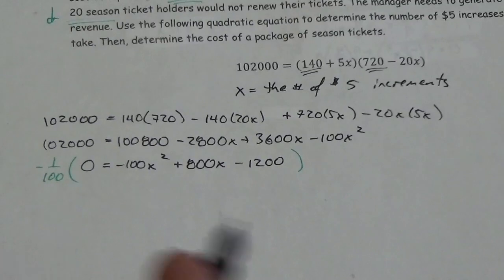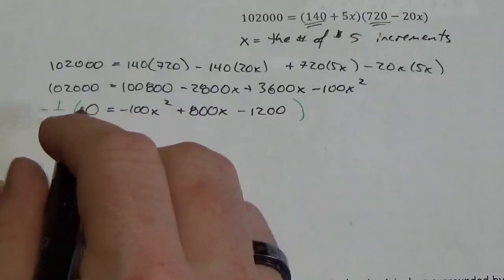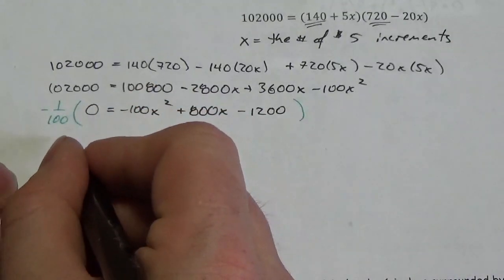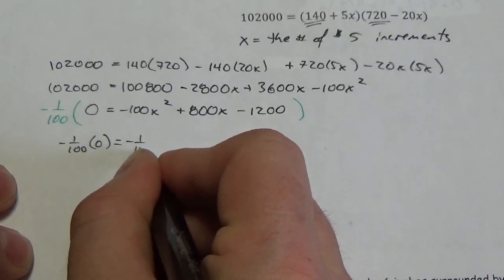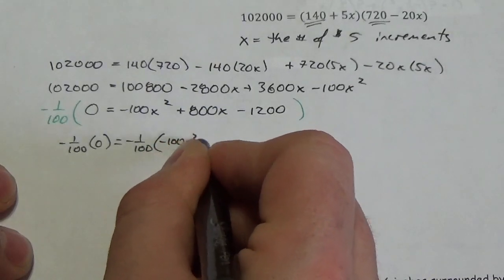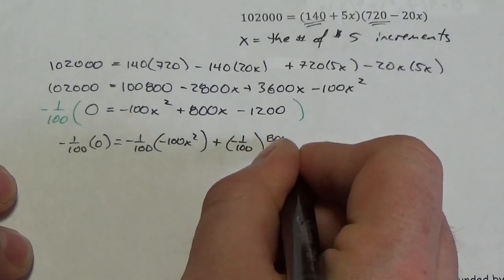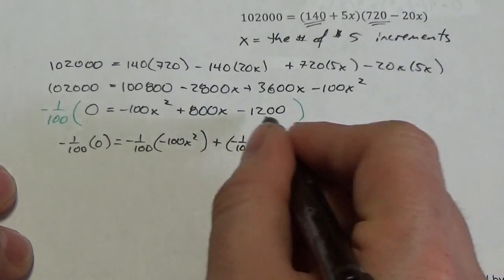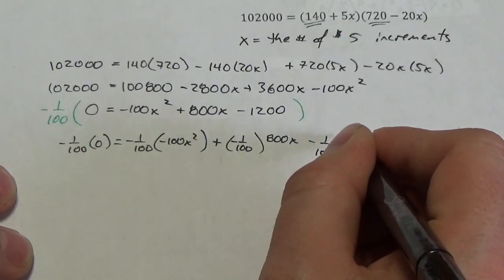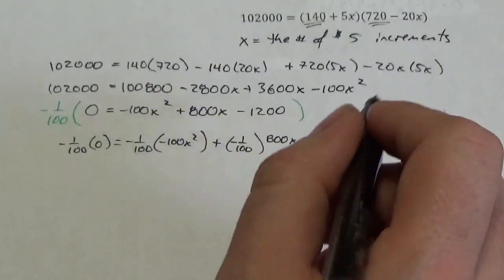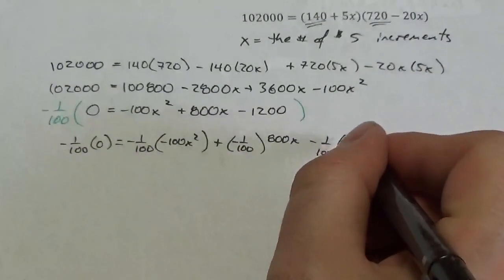Okay? And once again, I'm going to do this kind of a long way so that you see this, but I'm hoping that you can skip this next step here. When I multiply by that negative 100, it's going to be negative 1 over 100 times 0 equals negative 1 over 100 times negative 100x squared plus negative 1 over 100 multiplied by 800x. Okay, and this will be, well, minus 1 over 100x, sorry, there's no x over there, I don't know why I did that. Negative 1 over 100 multiplied by negative 1,200.